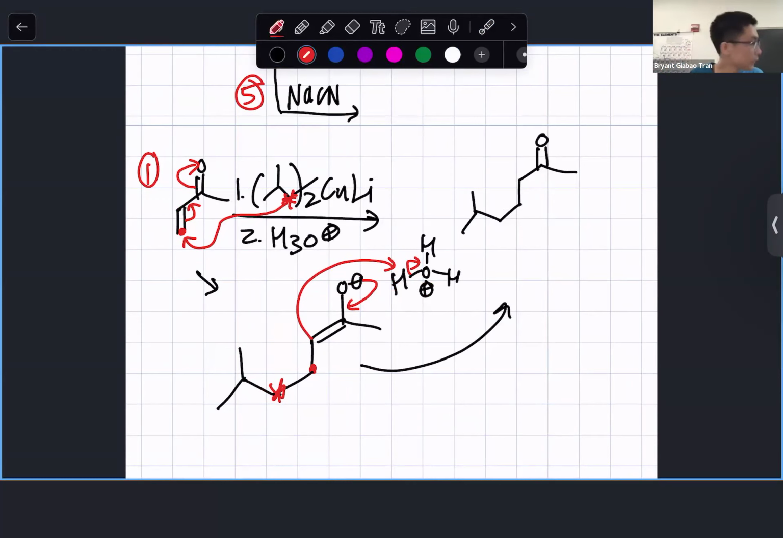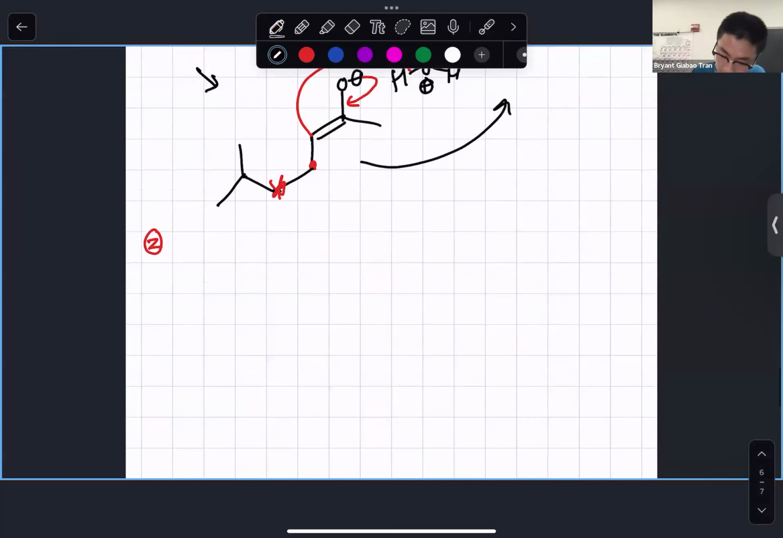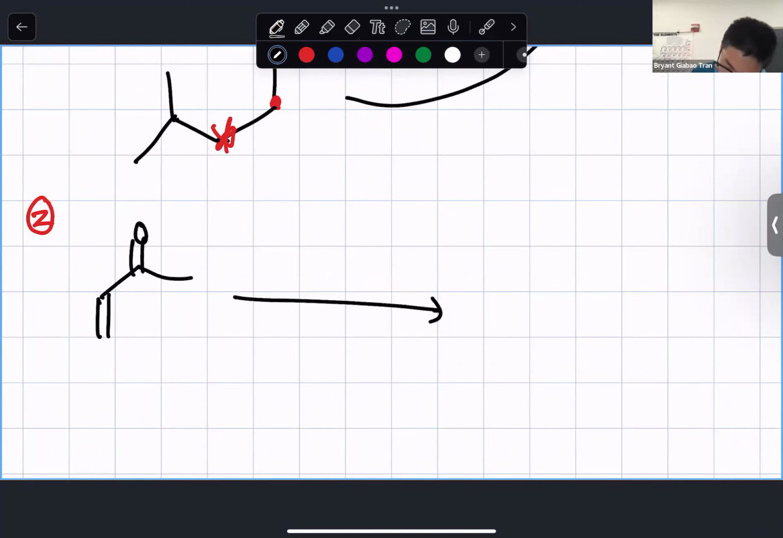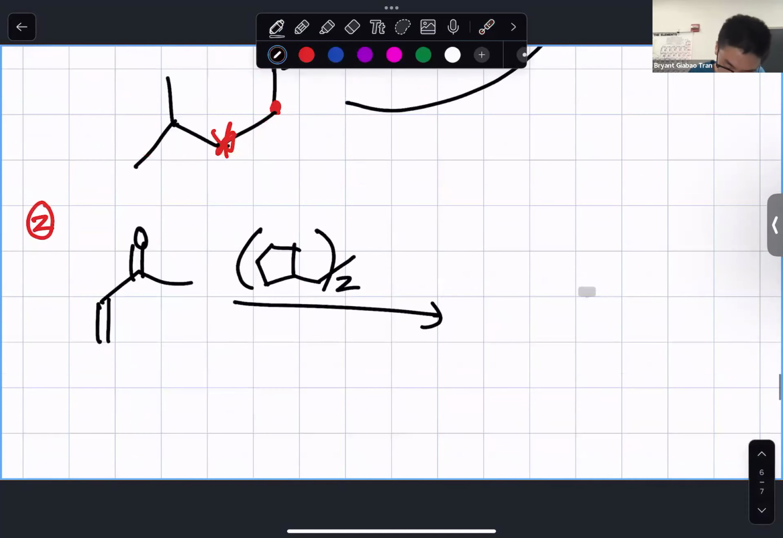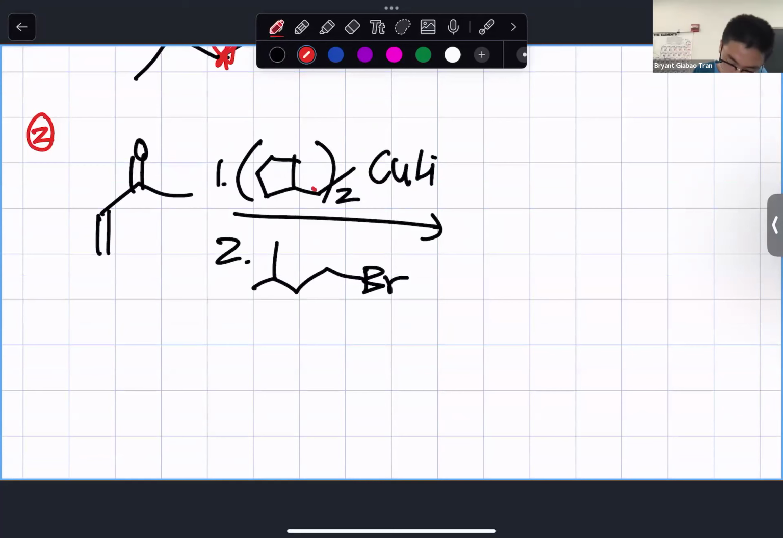Let's do reaction number 2, which also uses a Gilman reagent in the first step, but instead of an acid workup in the second step, let's say we use a haloalkane. Let's use a different R group, cyclopentane, that 2. Even though there are 2 R groups here, the R group only attaches once in the product. Copper, lithium, first step. Second step, let's say we have that haloalkane here.